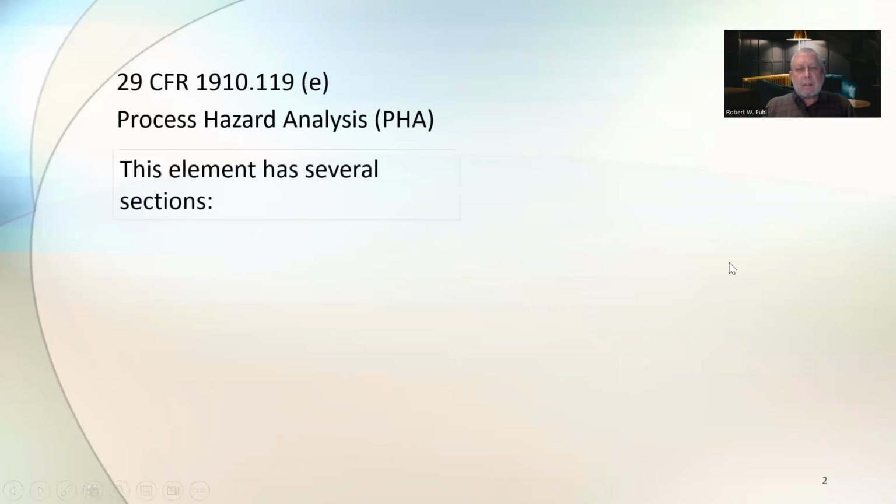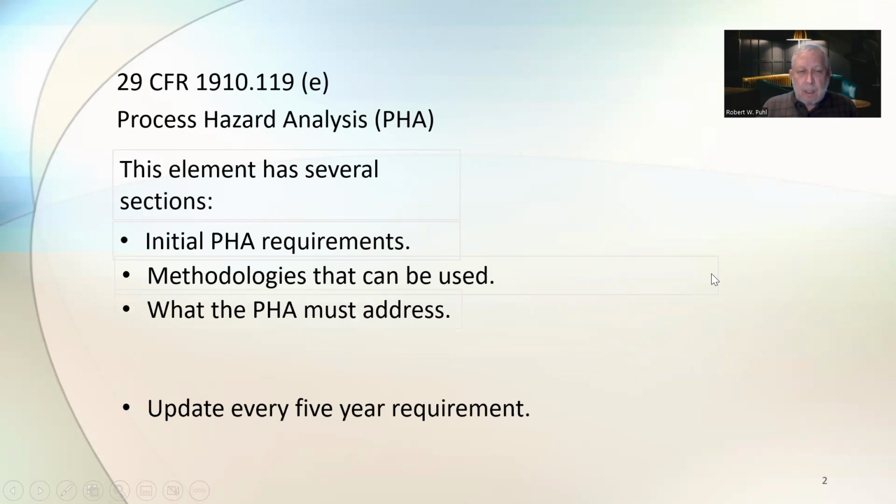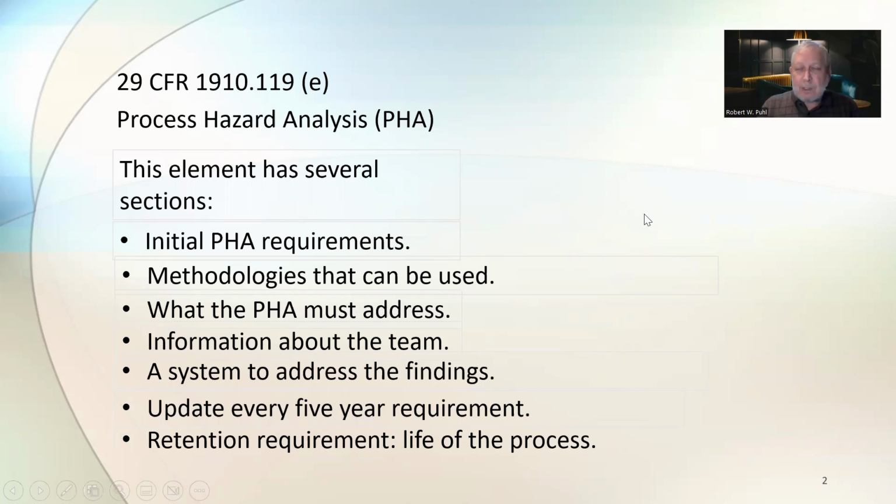All right, this element has several sections. Initial PHA requirements, the methodologies that can be used. In other words, you can't just go, you have to have some kind of methodology to do this. What the PHA must address, and the update every 5-year requirement. A system to address the findings and information about the team. Those are the things that are required in this section. We're going to talk about each one of those. And a retention requirement, which is the life of the process.